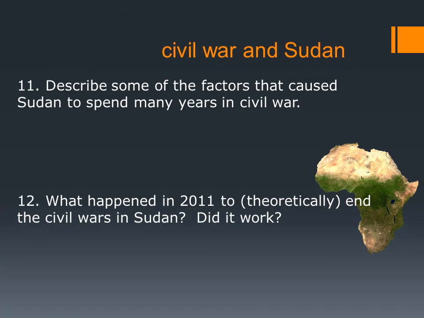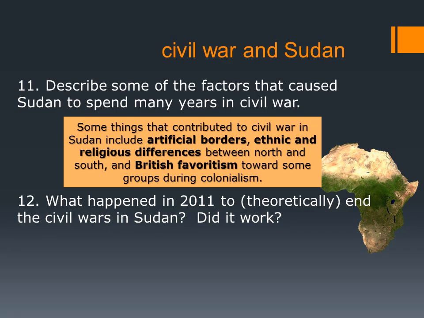Civil War in Sudan. Describe some of the factors that caused Sudan to spend many years in civil war. And some of these are the same sorts of factors that cause civil war in other countries in Africa. Sudan we were just using as a case study here. And you'll remember some of the same things that contribute to civil war in other places apply to Sudan. These are things such as artificial borders, ethnic and religious differences between North and South, and British favoritism towards some groups during colonialism. Remember that in Sudan, the north is predominantly Arab and Muslim, whereas the south is predominantly black and either Christian or tribal animist. A lot of conflict because of those differences.